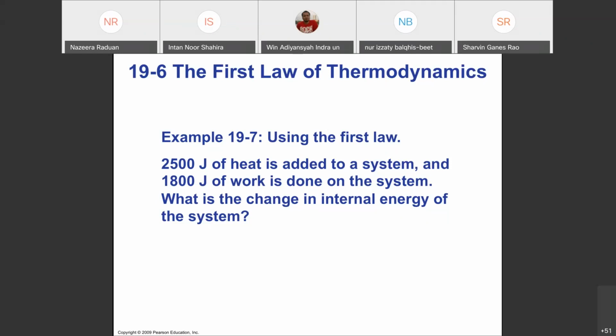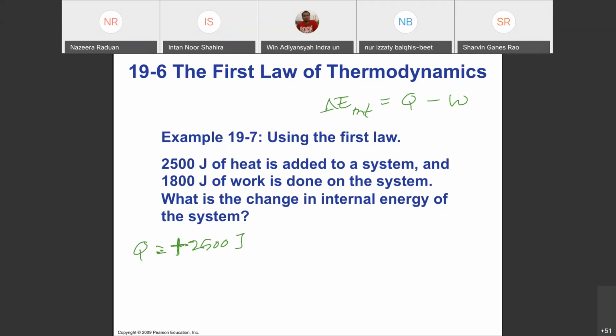Two thousand five hundred joule of heat is added to the system. Heat, Q. Don't forget the formula: Q minus W, heat minus work. So heat Q is 2500 joule added to the system. Added to the system, heat given to the engine, so this is plus then.